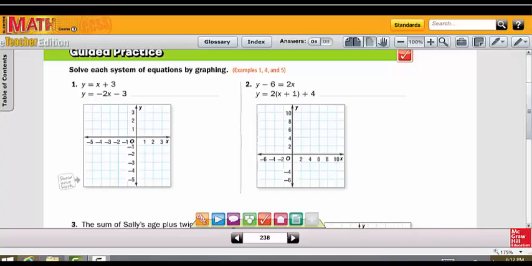Here are your solutions to 3-7 guided practice problems. In problem number 1, we are being asked to solve each system of equations and do so by graphing.